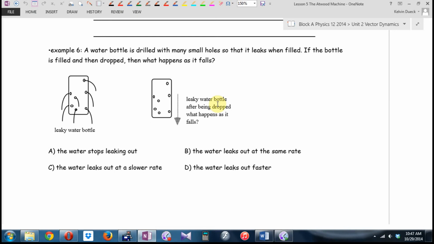And then we're going to add a part 2. So the very first part of the experiment is going to be me dropping it from a height. The second part of the experiment is instead of me dropping it from a height, I'm going to start from ground level and I'm going to throw it up. On the way up, do you think A, the water stops leaking out, B, the water leaks out at the same rate, or C, the water leaks out at a slower rate, or D, in fact, you know what?